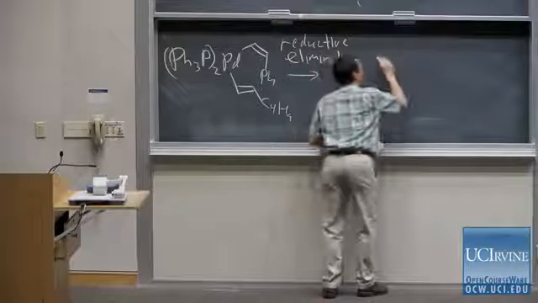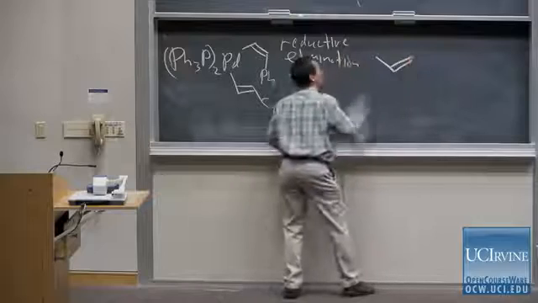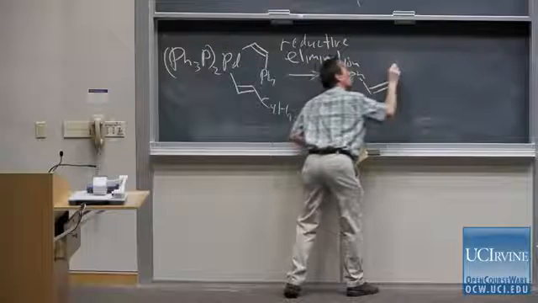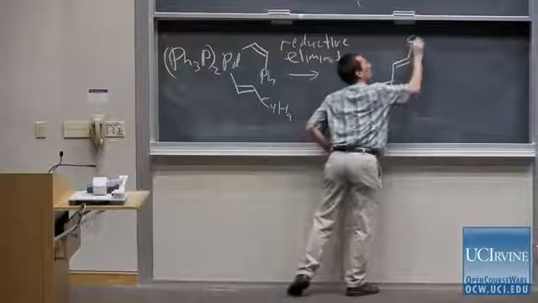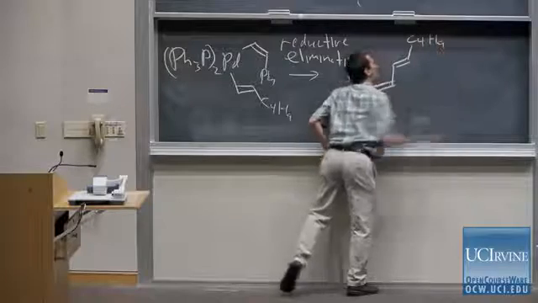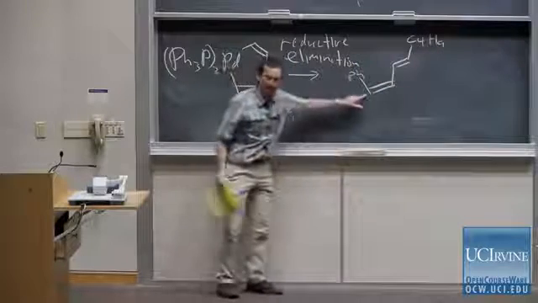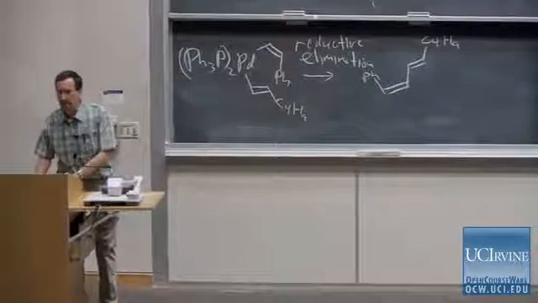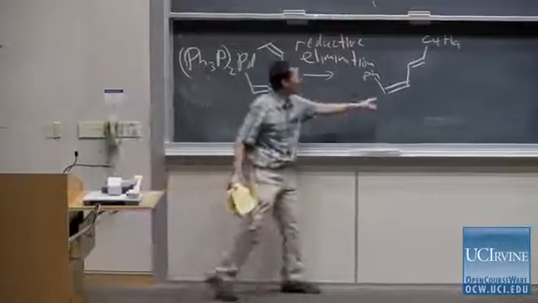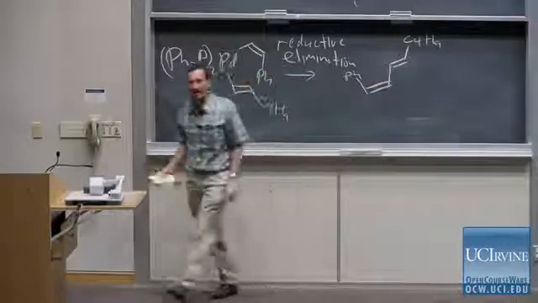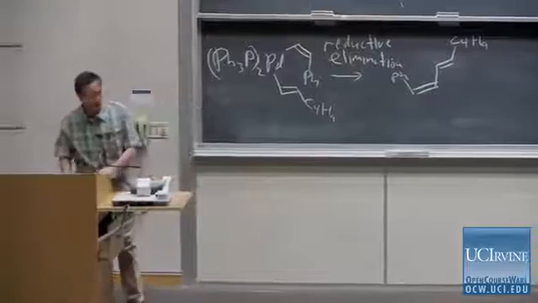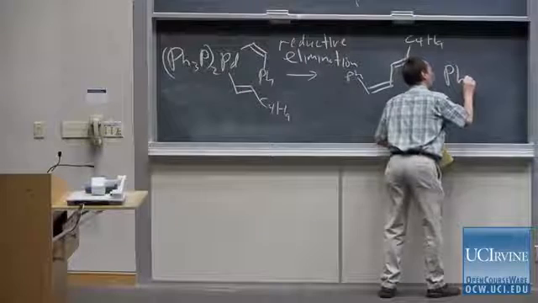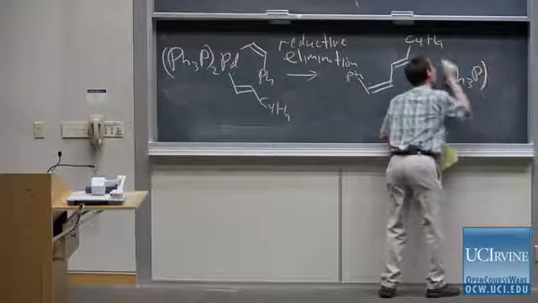And the overall result then is going to be our, I should write it a little lower so that you can see it well. Now we're going to have our alkene, our diene, our 1Z,3E 1-phenyl octadiene, and we get back our palladium catalyst, and it's dropped to the zero oxidation state.